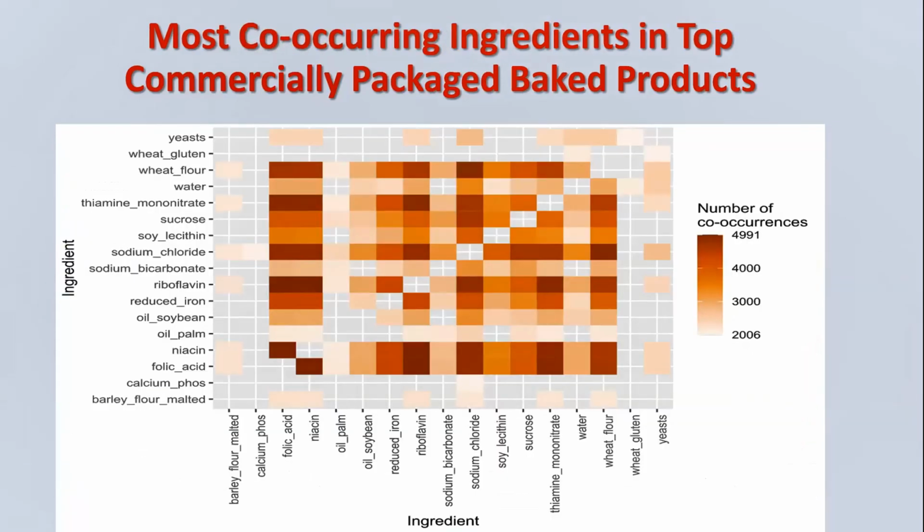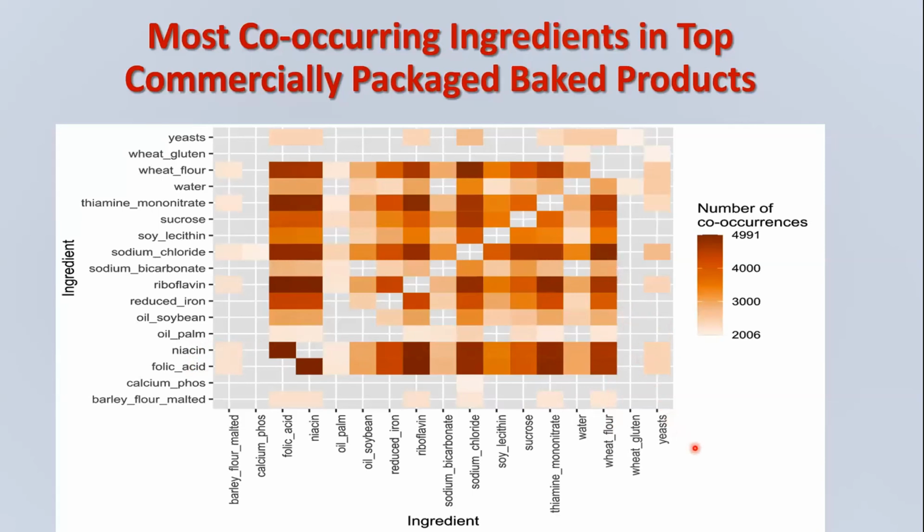The slide shows the most co-occurring ingredients in top-selling baked products, visualized as a heat map. The darker color indicates greater co-occurrence of the pair of ingredients. Not unexpectedly, the highest co-occurrences are seen among wheat flour and fortificants such as niacin, folic acid, riboflavin, and so forth, and among these fortificant nutrients, and also with wheat flour with sodium chloride and sucrose.